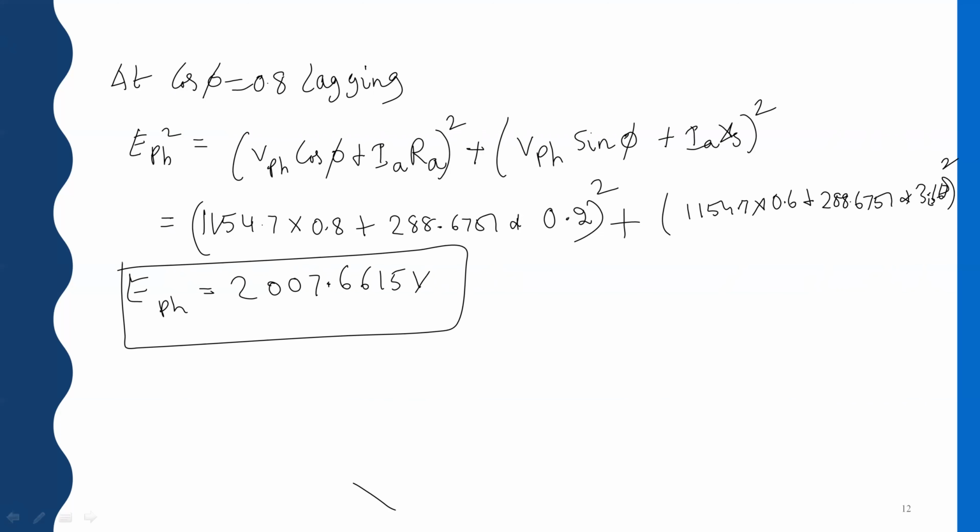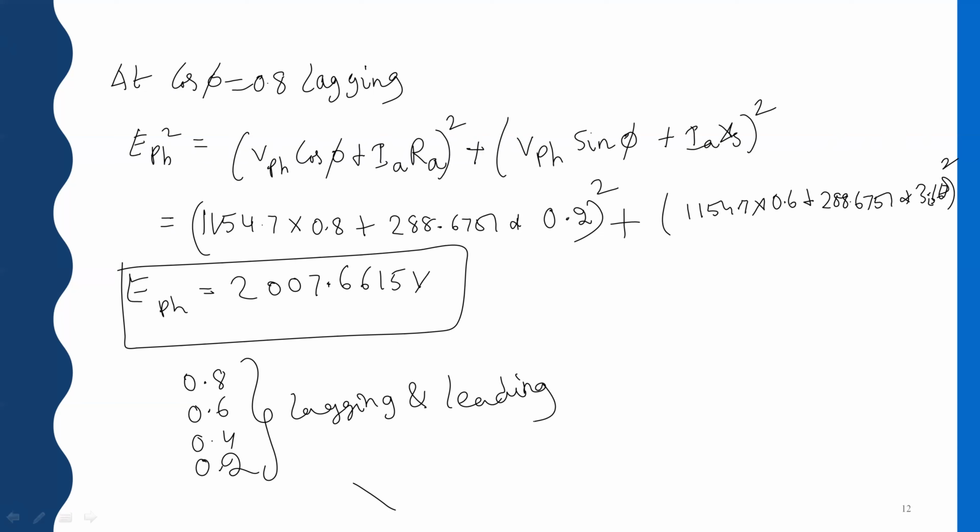See, in your laboratory, I've shown you only one value of 0.8 lagging. But in the lab, you have to take 0.8, 0.6, 0.4, 0.2, lagging and leading. Both the values you have to take. I've shown you only one value, how to do it.